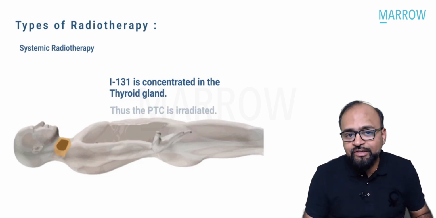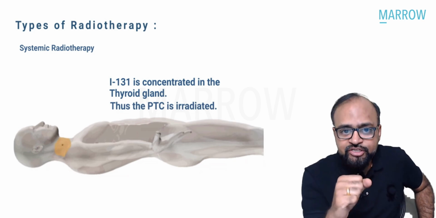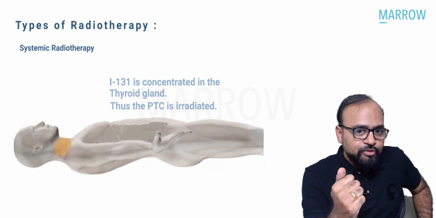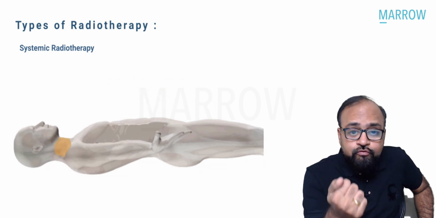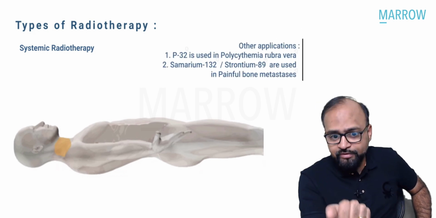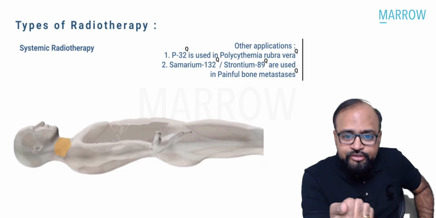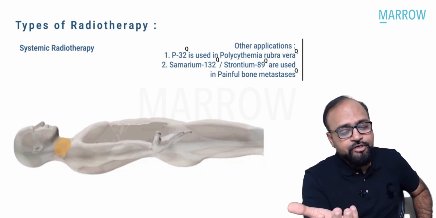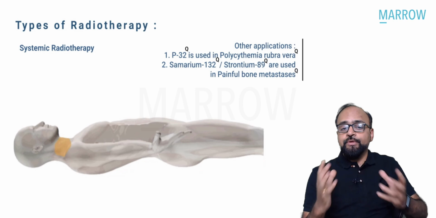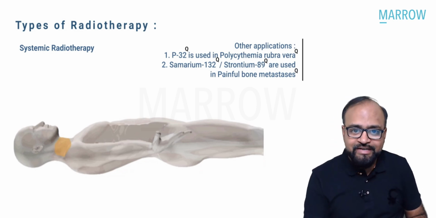Like iodine 131 is used for papillary thyroid cancer, there are some other important indications in which systemic radiotherapy can be used. What are those? Phosphorus can be used in the treatment of polycythemia rubra vera. Phosphorus 32 is used in polycythemia rubra vera. Samarium 132 and strontium 89 are used for treatment of painful bone metastasis because they get localized within the bones and thus irradiate the metastasis there.